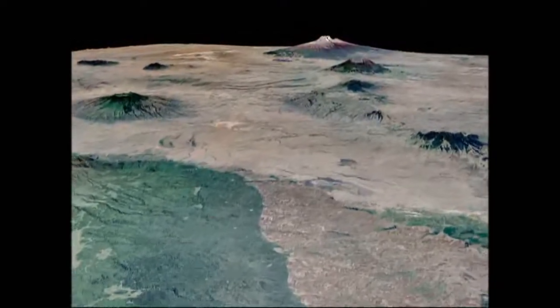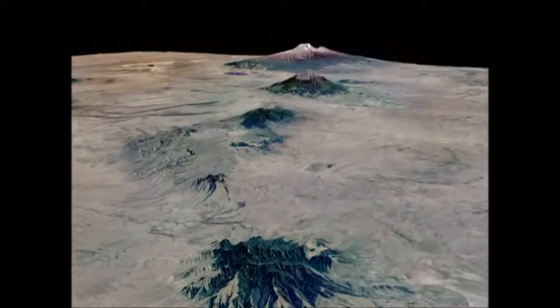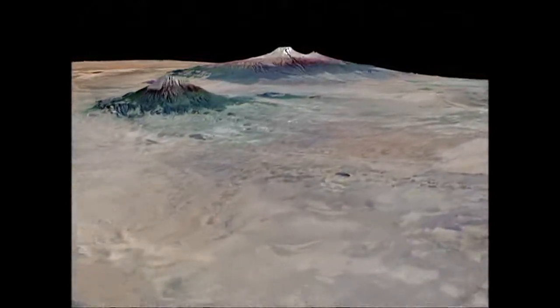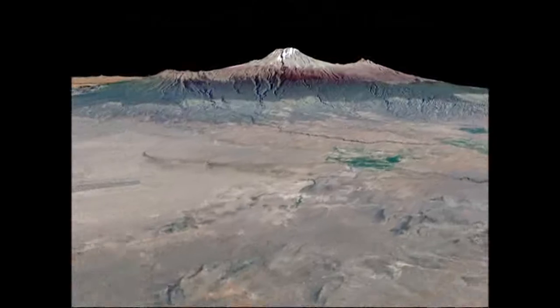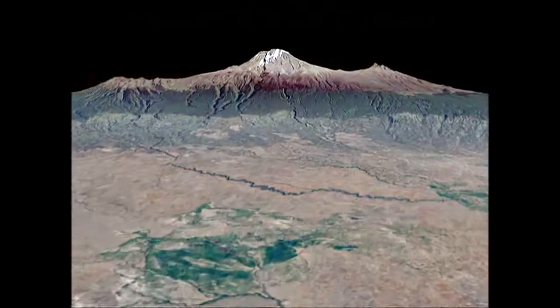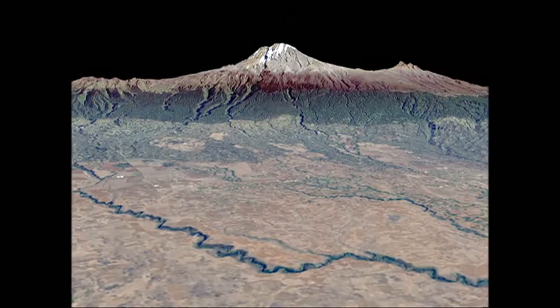We are now returning across the savanna to Mount Kilimanjaro, the highest peak in Africa. The glaciers here are melting and are expected to disappear soon. Satellite imagery and elevation data help us to monitor and understand such changes in the environment, here in Africa, as well as across the globe.